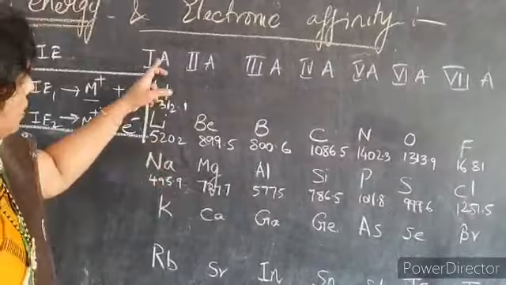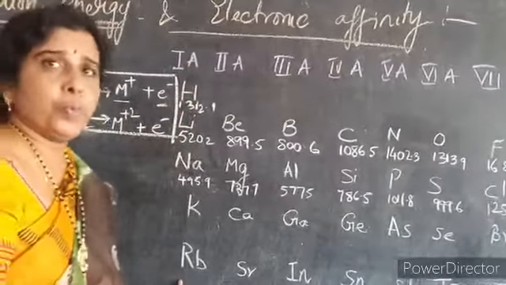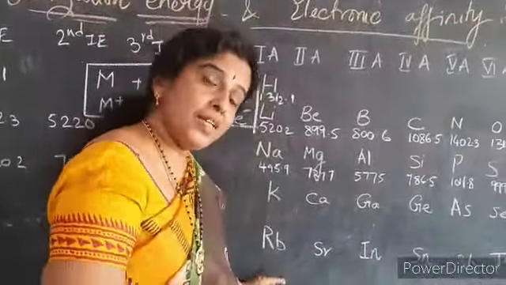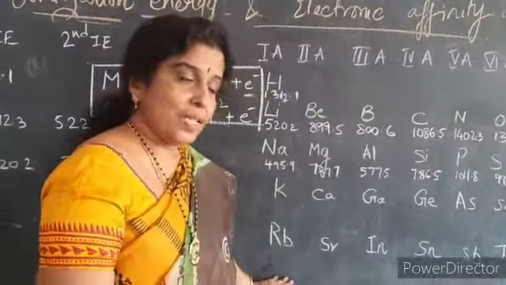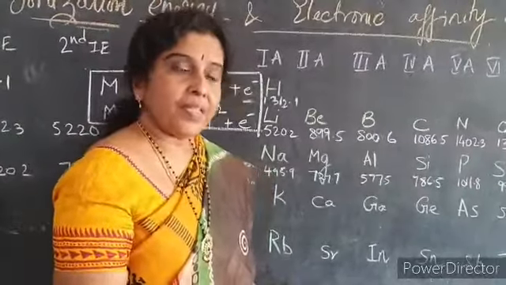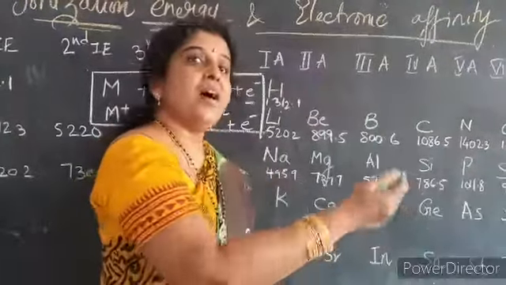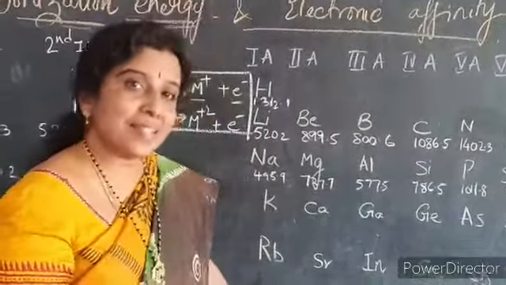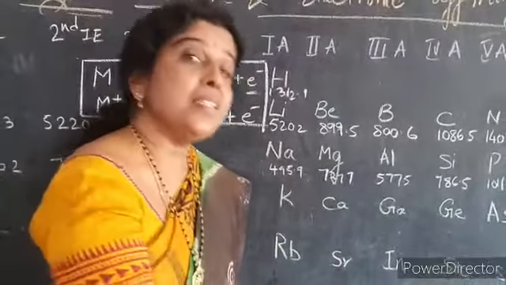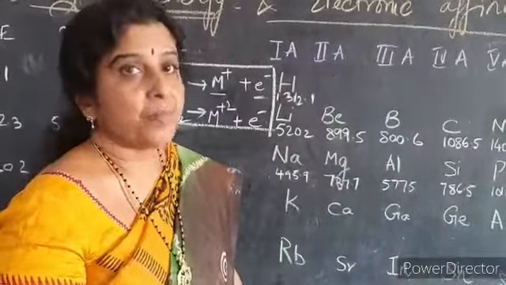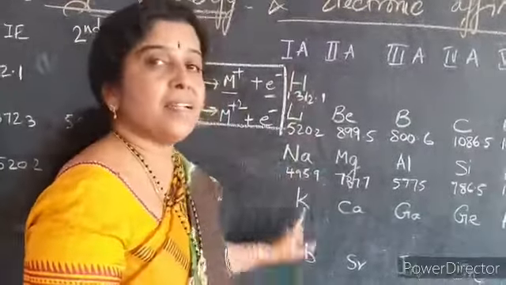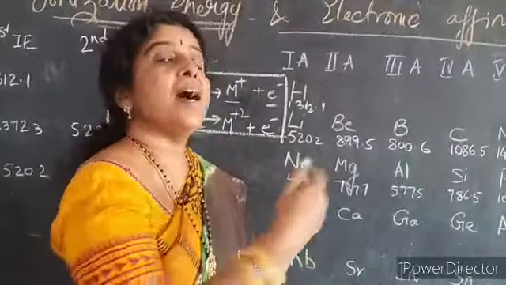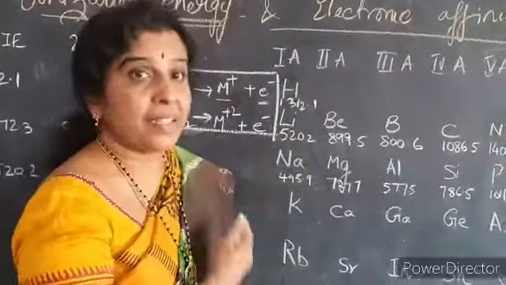When you look at a group, what is happening? The atomic size is increasing. When the size increases, the electrons in the valence shell are far from the nucleus. Therefore, the nuclear attraction decreases as the size increases, and it is easy to remove the electron from an atom. Therefore, the ionization energy decreases down the group as the size increases and the nuclear charge effect decreases.